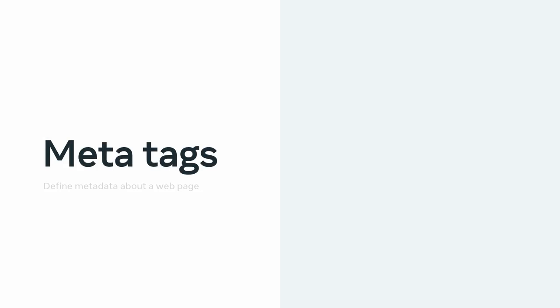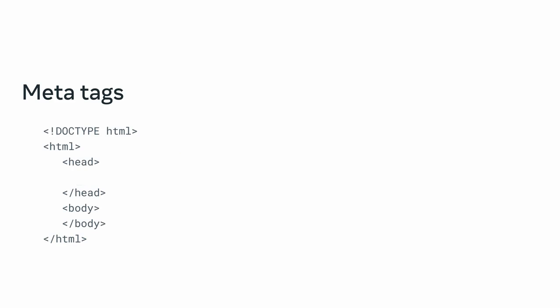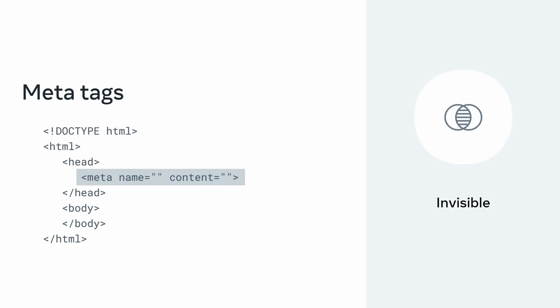Meta tags define metadata about a web page. What is metadata, you ask? It's data about other data, which in this case is data about the web page. Meta tags are added inside the head element of your HTML document. And as you know, nothing inside the head element is displayed in the web browser. In other words, meta tags are unseen elements within the browser.